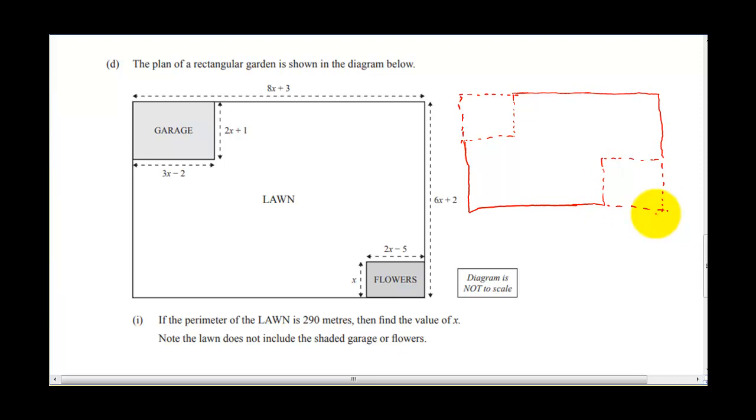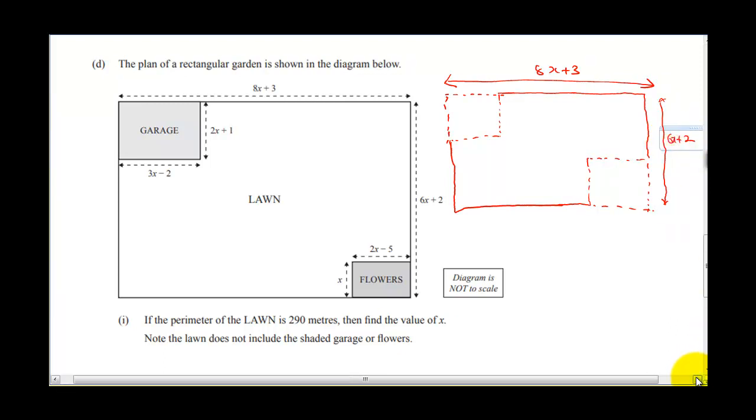So that means we can also find the perimeter, and we can say from here to here it's supposed to be 8x plus 3, and from here to here it's supposed to be 6x plus 2. So that means we can comfortably solve our question without having an issue. So we can just go ahead and solve it.